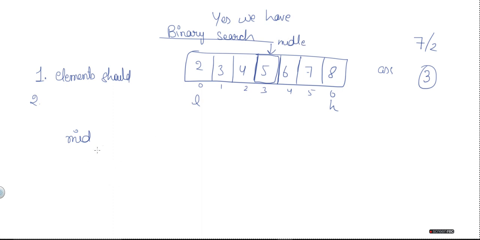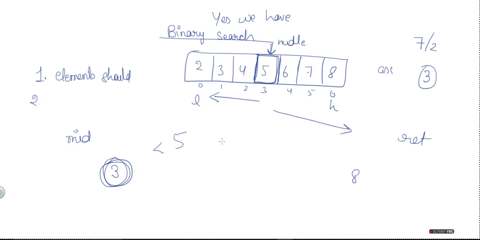Now let's say I am searching for an element called 3. First we consider whether the middle element is equal to this 3. If it is, then we just need to return that middle index value. If that is not the case, then we compare. If 3 is less than our middle element, then we move to the left side. If our searching element is, let's say, 8, then obviously 8 is greater than 5, so if it is greater, we move to the right part.